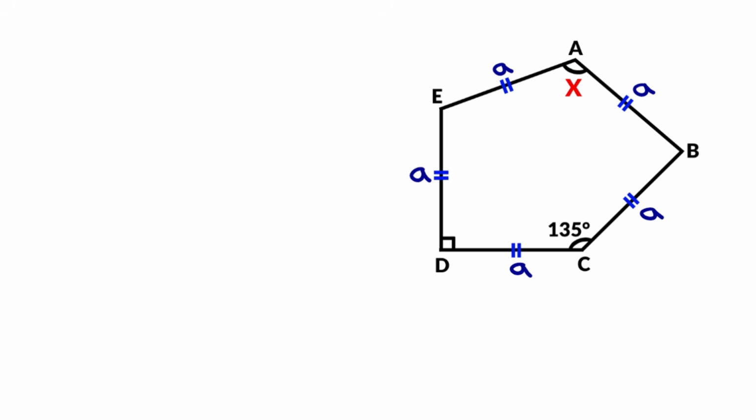Whenever a geometry problem looks complicated, one of the best strategies is to create triangles. So let's start by drawing a diagonal from C to E. Look at triangle CDE. Side CD equals A. Side DE also equals A. And angle CDE is 90 degrees. That means triangle CDE is an isosceles right triangle.